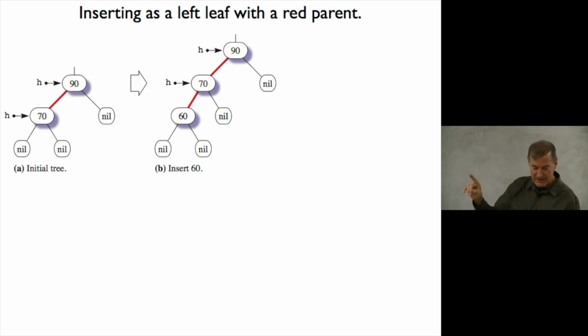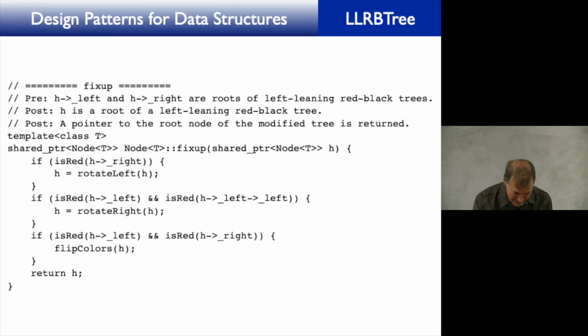Now watch what happens. What was the code now? If is red H arrow right. H is pointing to the 70. What about is red H arrow right? Is it? No, it's black. It goes to that black link to the nil. So that if does not execute. Are you with me?